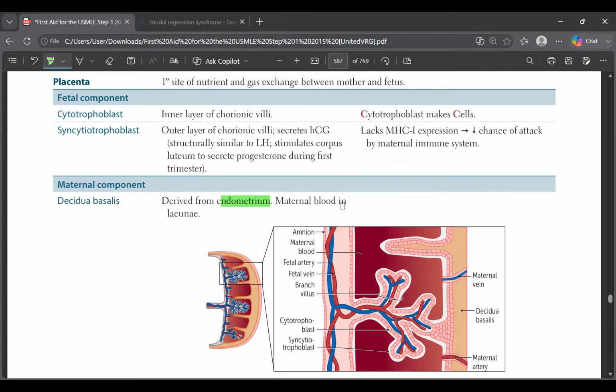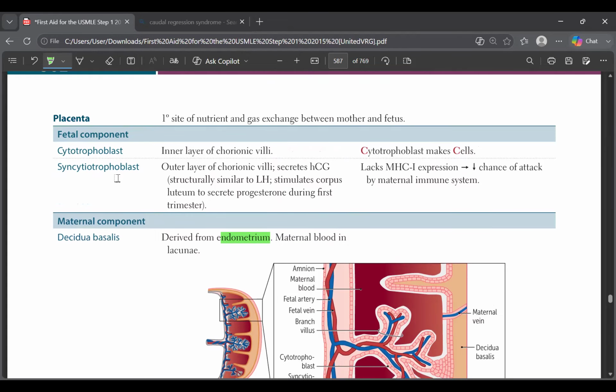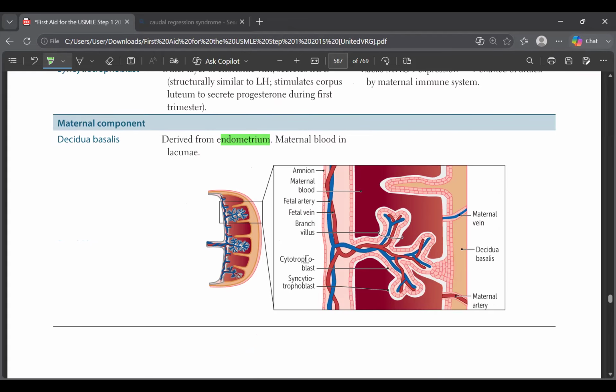It has the cytotrophoblast and syncytiotrophoblast, it says. So this layer is the cytotrophoblast, and this layer is the syncytiotrophoblast, and this whole thing is called a branch villus. There is a fetal vein that carries the oxygenated blood, and a fetal artery that carries the deoxygenated blood. And there is this amnion covering all of this placenta, and that's about it.